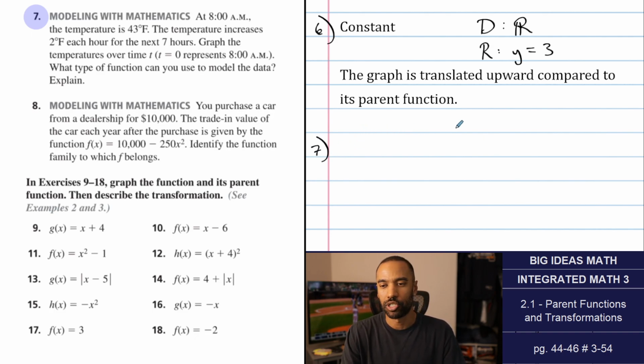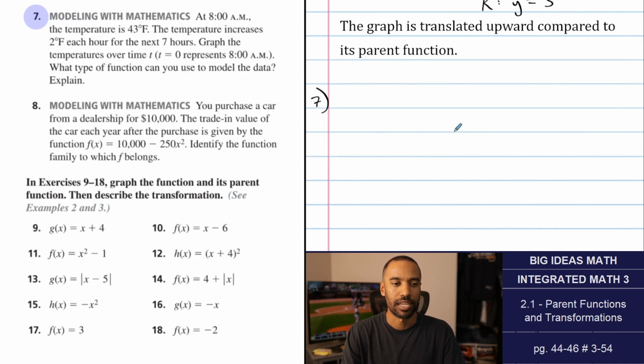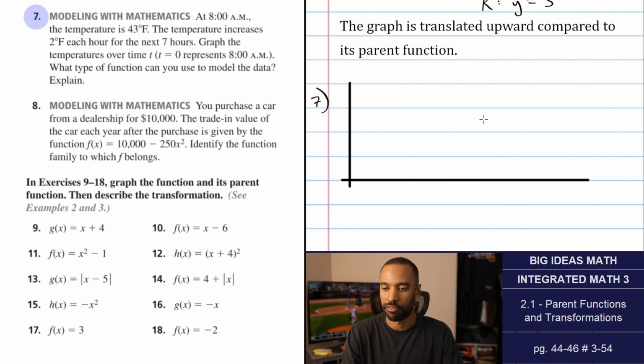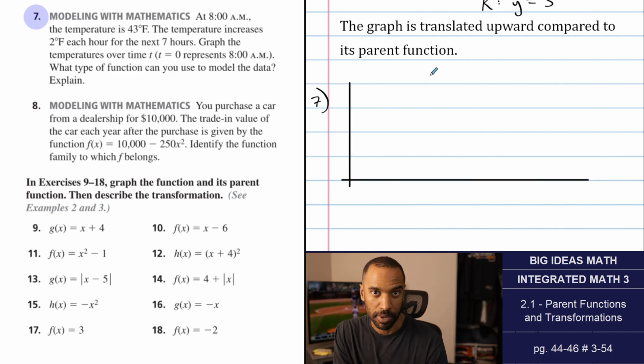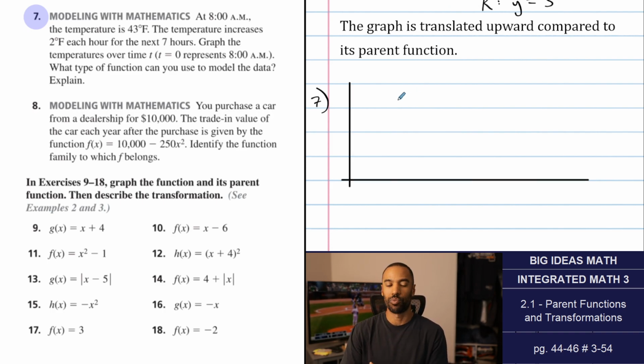At 8 a.m., the temperature is 43 degrees Fahrenheit. The temperature increases 2 degrees Fahrenheit each hour for the next 7 hours. Graph the temperatures over time. T equals 0 represents 8 a.m. What type of function can you use to model the data? Explain. Well, when we have an option of constant versus linear versus quadratic versus absolute value, you probably know by a constant rate, that doesn't mean it's constant, but by a constant rate of change, which one this is.